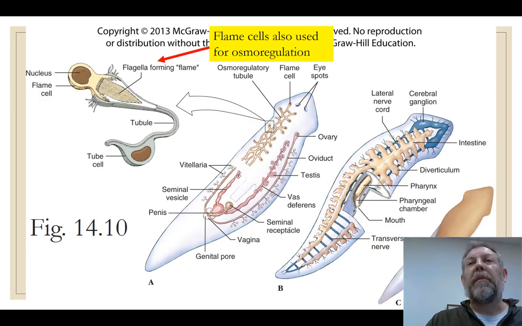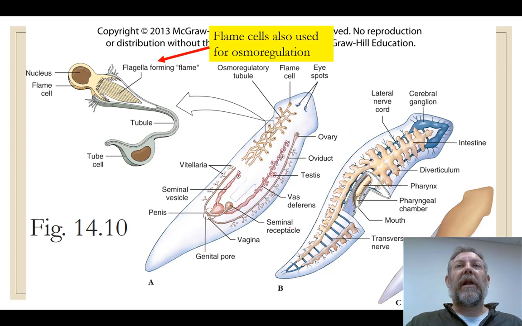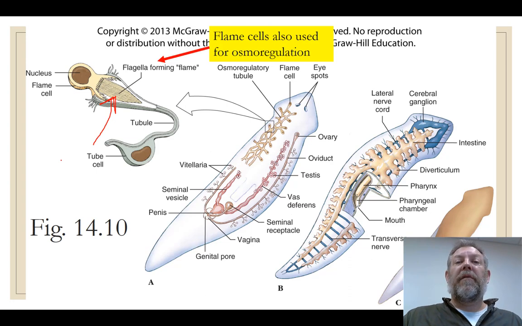Here's a figure from your book showing here in the upper left, you've got the flame cells. And so like these are, again, flagellated cells, similar to the collar cells that we saw 2 weeks ago in the sponges.